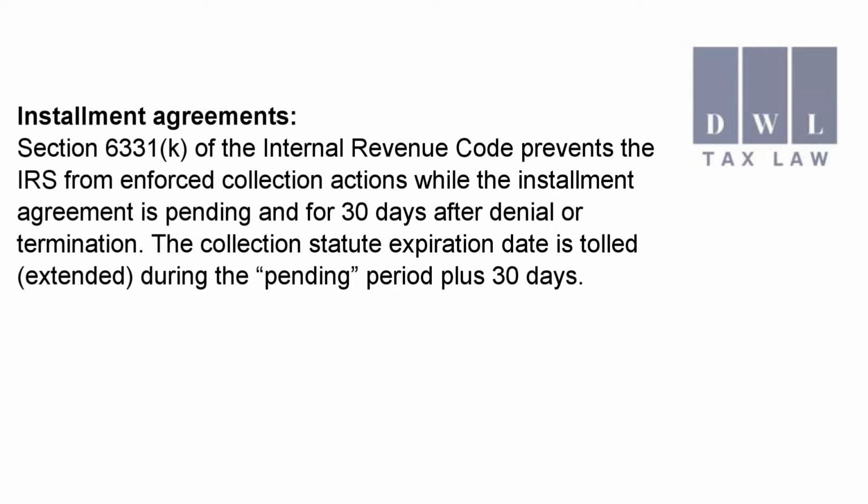Installment agreements. Section 6331(k) of the Internal Revenue Code prevents the IRS from enforced collection actions while the installment agreement is pending and for 30 days after denial or termination. The collection statute period expiration date is extended during the pending period plus 30 days.